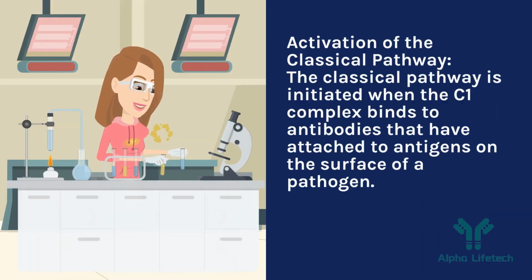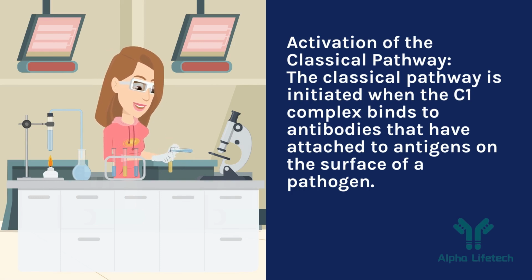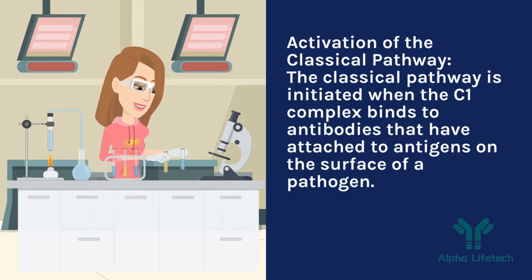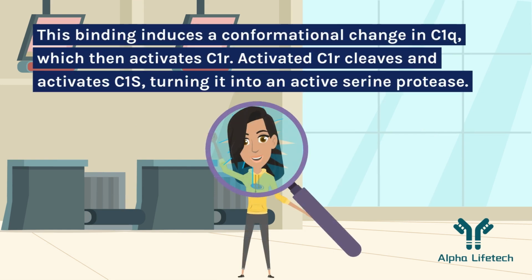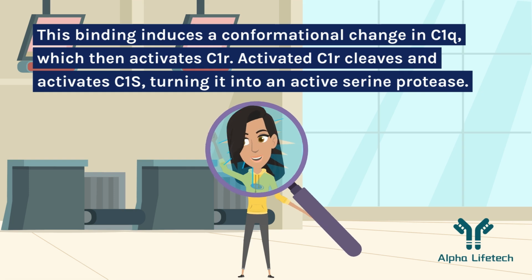Activation of the classical pathway. The classical pathway is initiated when the C1 complex binds to antibodies that have attached to antigens on the surface of a pathogen. This binding induces a conformational change in C1q, which then activates C1R. Activated C1R cleaves and activates C1S, turning it into an active serine protease.